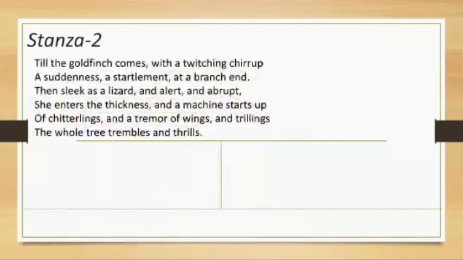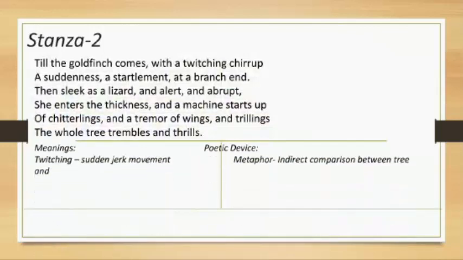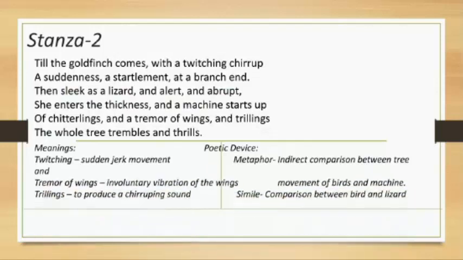Right? So what are the words which are coming up here? So let's see the words. The first word is twitching. That means a sudden jerk movement. So when the bird came and perched on the branch, suddenly there was a startled movement, right? There was a sudden surprising movement that came up when the bird came and perched at the end of the branch, right?